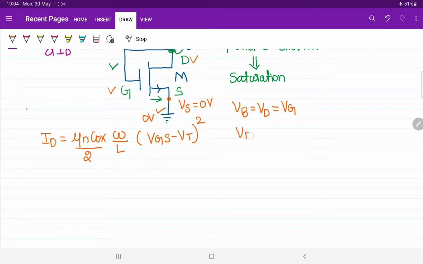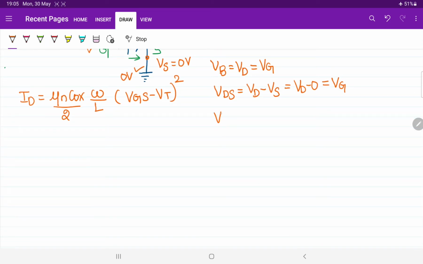Now let us write the relation between VDS and VGS. VDS can be written as VD minus VS. Since the value of VS is 0, this is VD. We all know VD can also be written as VG, because they are equal from the given diagram. Similarly, the expression for VGS can be written as VG minus VS. Since VS equals 0, this can be written as VG only. From this, if you observe, both right-hand sides are equal, so I can say the value of VDS and the value of VGS are both equal.